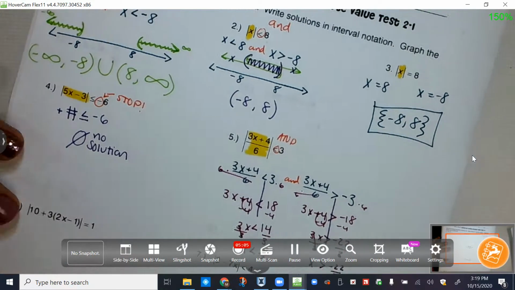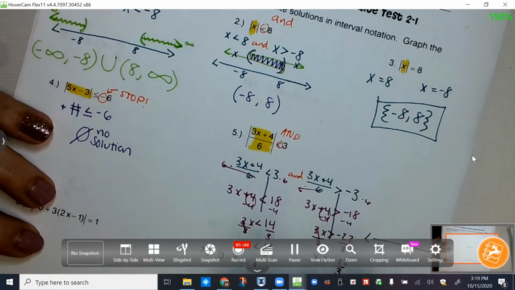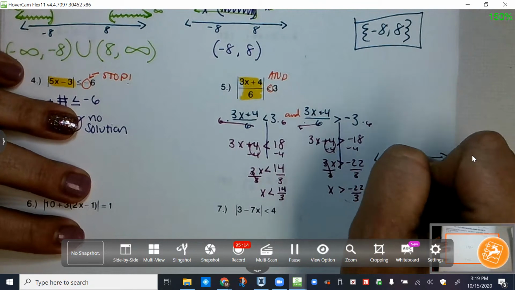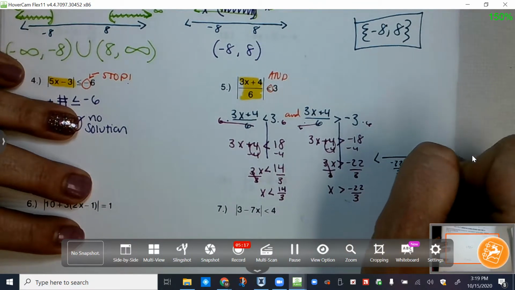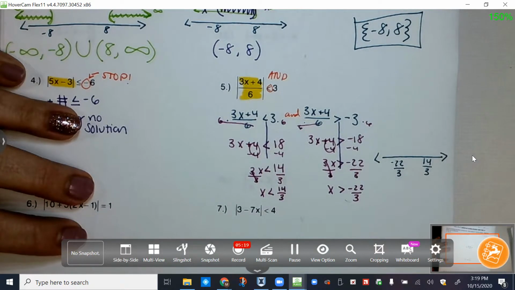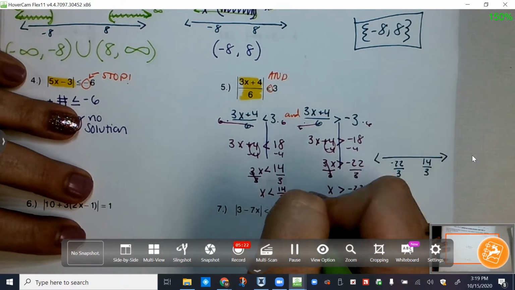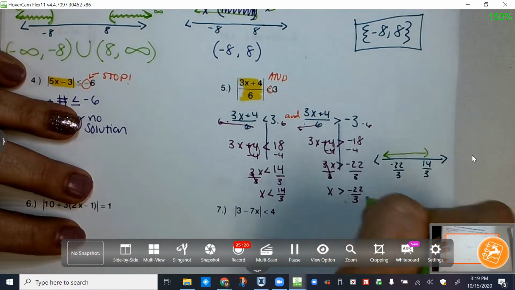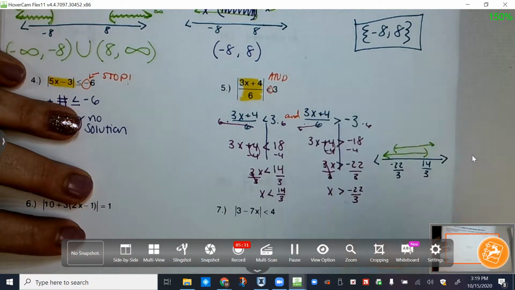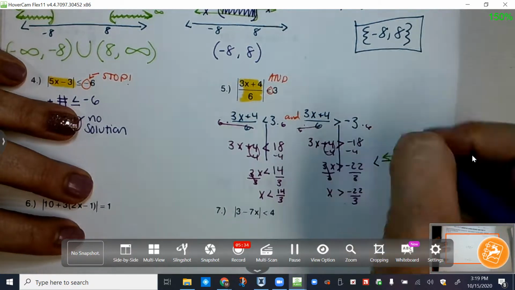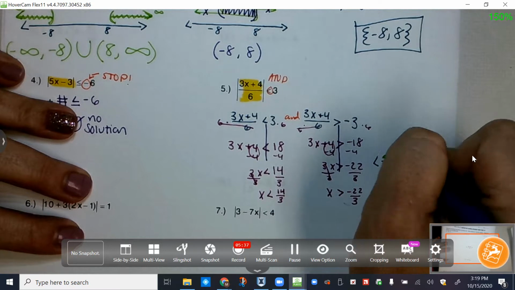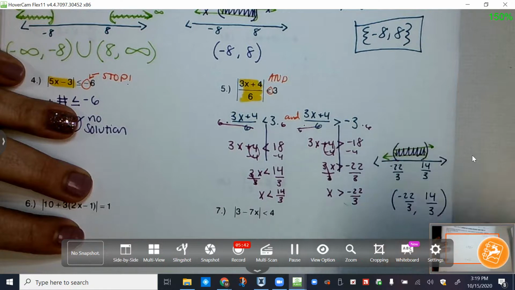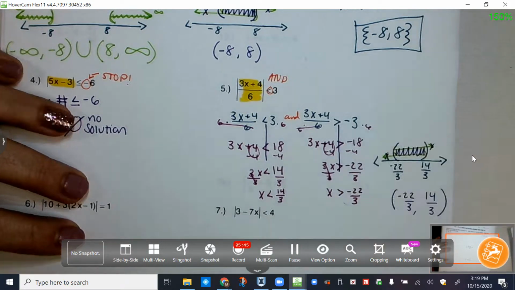So we need to graph it. This is an and problem. My negative is smaller. Okay, so knowing this, I have x is less than 14 over 3. It's not equal to. Then I have x is greater than negative 22 over 3 and not equal to. And this is an and problem. So my solution is where they overlap. And they both had parentheses. So negative 22 over 3 to 14 over 3. Okay, this is not part of my solution, not part of my solution.